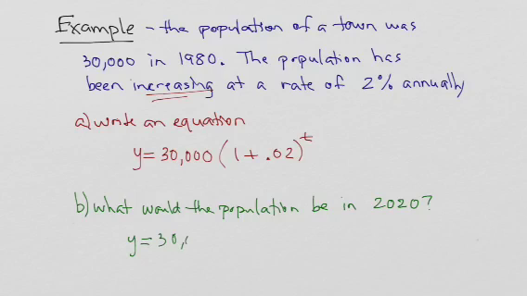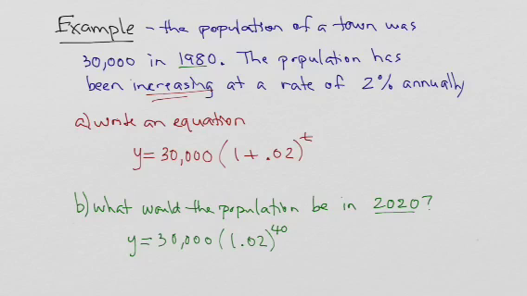So we've got the 30,000. I'm going to go ahead and do the 1.02. I went ahead and added those. And then t is time. Well, how long has it been? We're measuring in years. How long has it been from 1980 to 2020? Well, that'd be 40 years. So there's my exponent, 40.